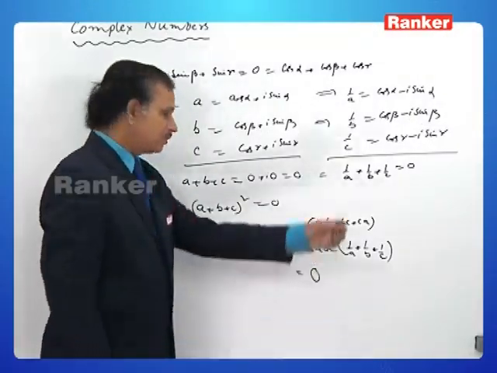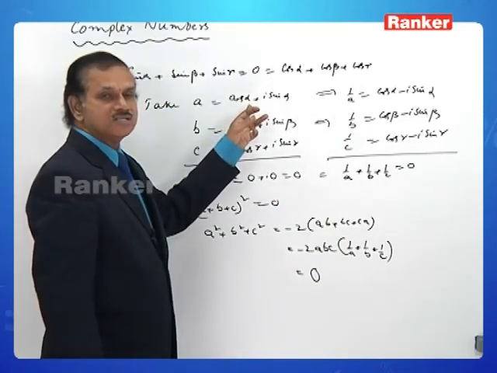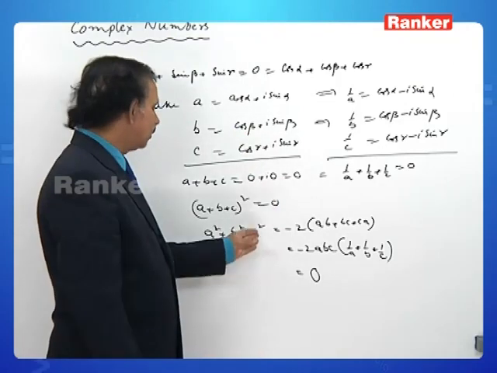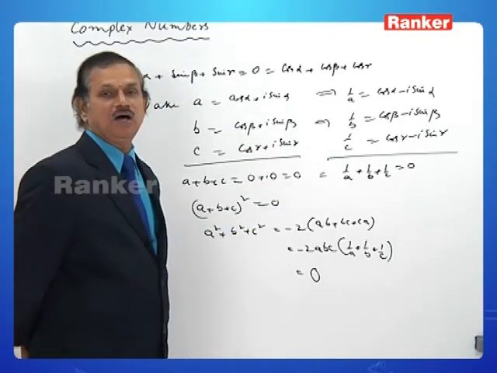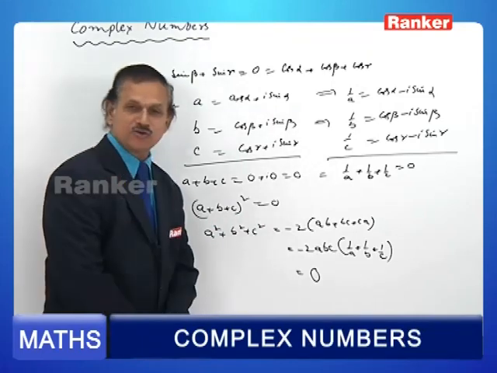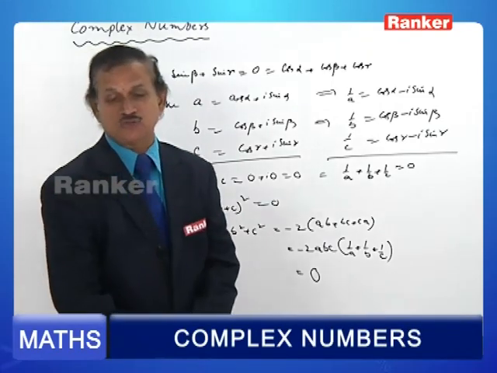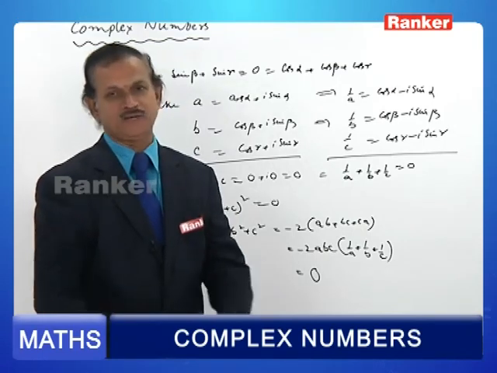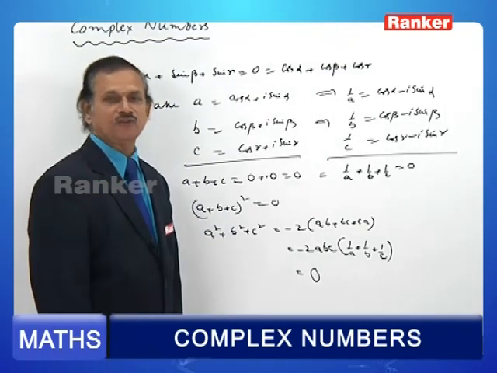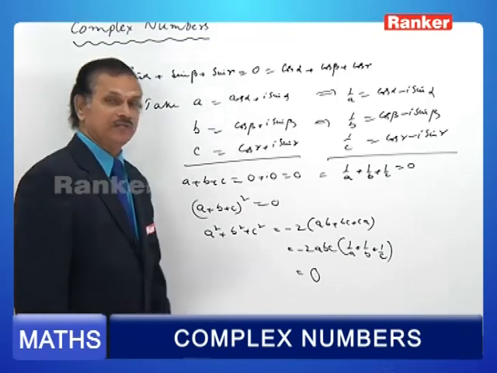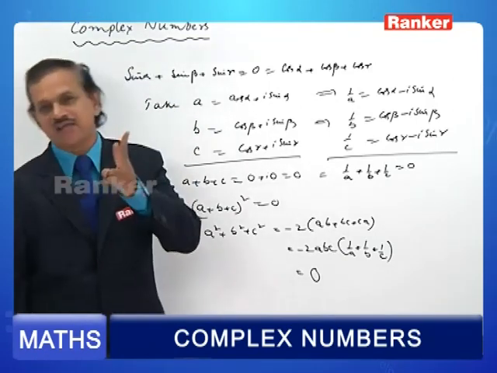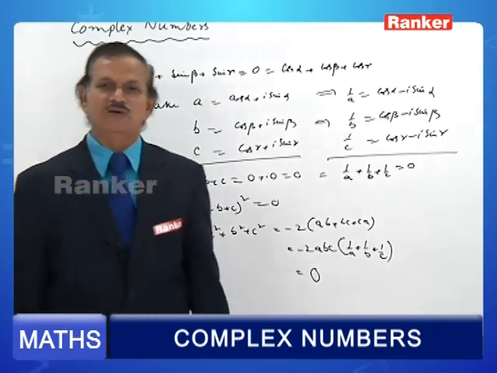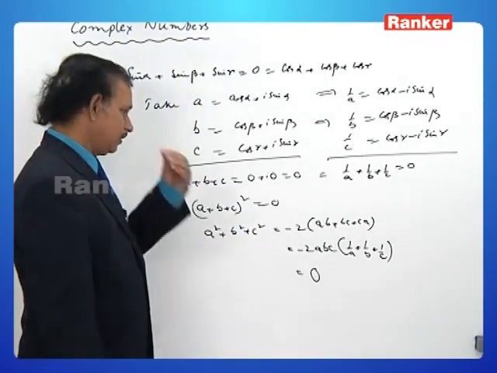Now you observe, what is a²? cis 2 alpha. What is b²? cis 2 beta. What is c²? cis 2 gamma. So if you add all those things, what are you going to have? cos 2 alpha + cos 2 beta + cos 2 gamma + i (sin 2 alpha + sin 2 beta + sin 2 gamma) is equal to 0. Therefore, you will be able to have two results at a time. What are the results? Sigma cos 2 alpha is 0 and sigma sin 2 alpha is equal to 0.